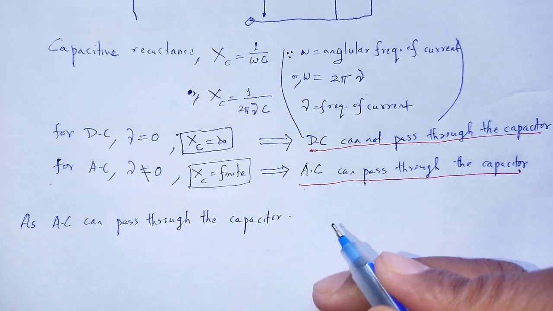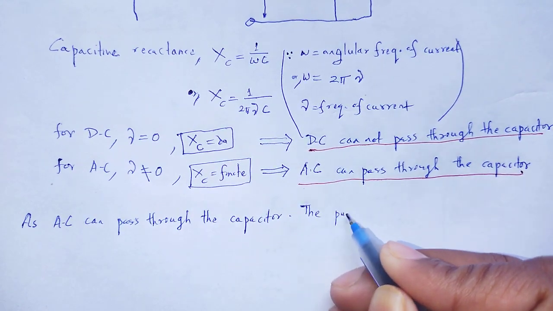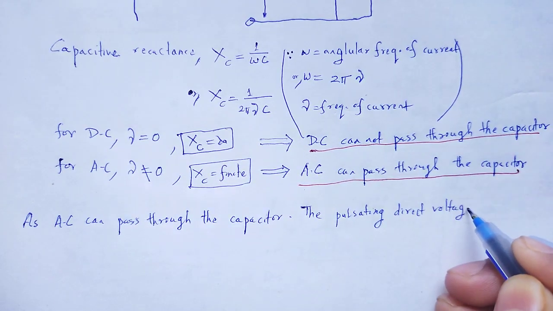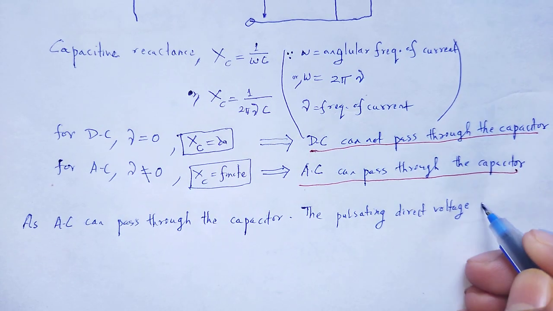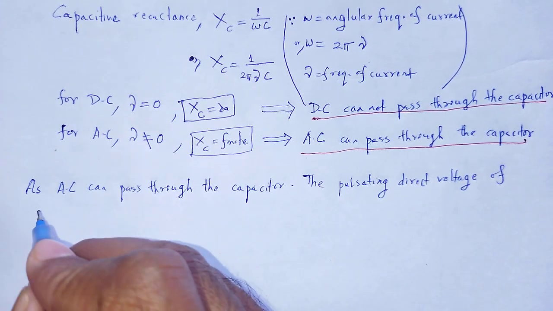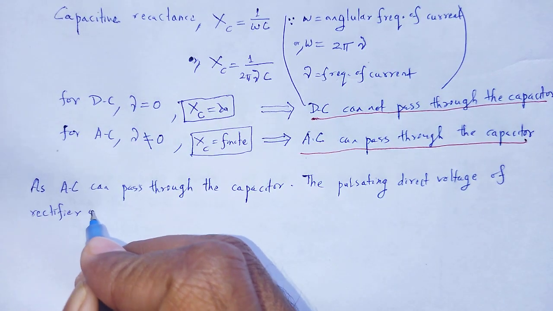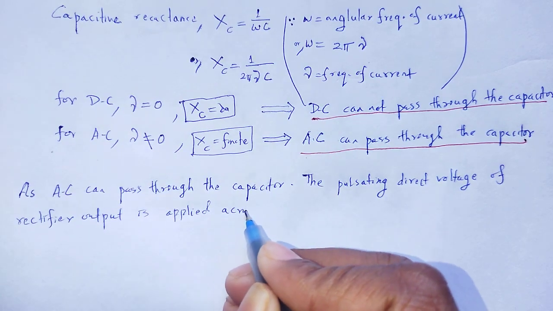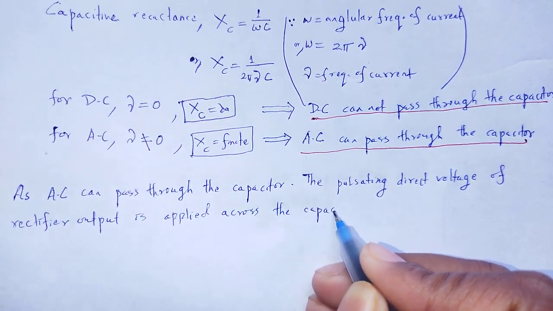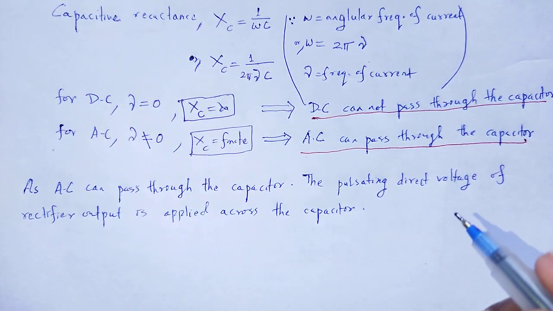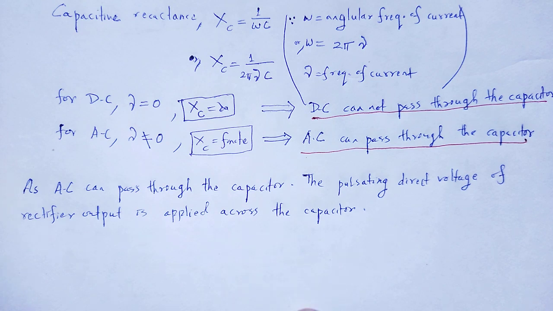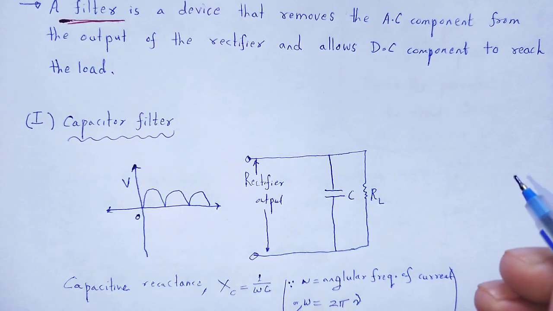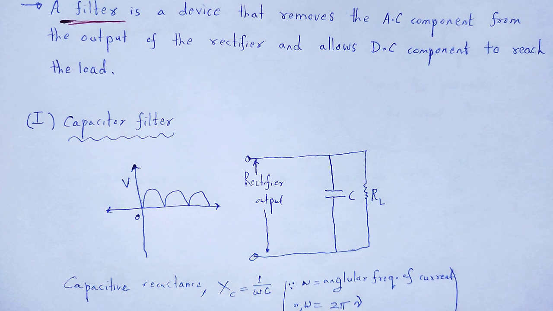Therefore, the pulsating direct voltage of the rectifier output is applied across the capacitor. Now, we can show it by the graph.